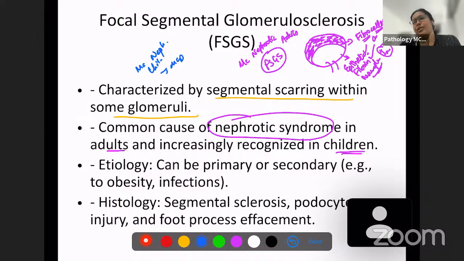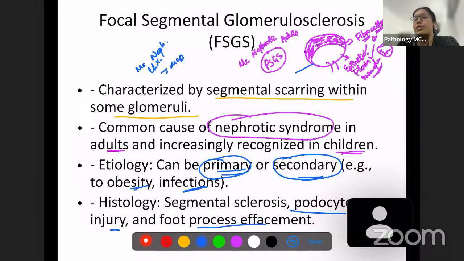How can this be caused? It can be primary as well as secondary. In primary, you will not have any underlying disease. In secondary, you can have diseases such as HIV infection, obesity, and many other conditions. In light microscopy, you can see scarring, segmental sclerosis, and you can also see crescents. In electron microscopy, you will see podocyte injury and foot process effacement. That is the reason that we have proteinuria, as we already discussed.